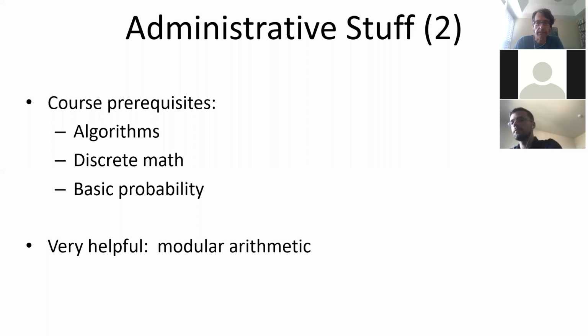Another thing that we use all the time is modular math. This is normally taught in a discrete math class, the basics of modular arithmetic. It will get a little more sophisticated than that, of course, but this is the basic ground on which we build.